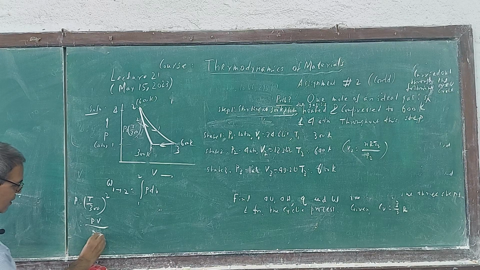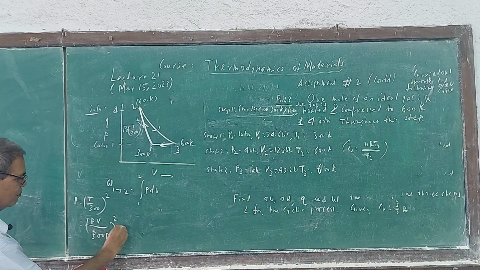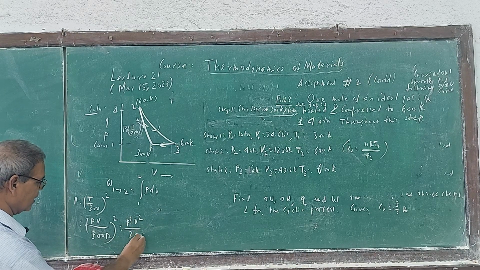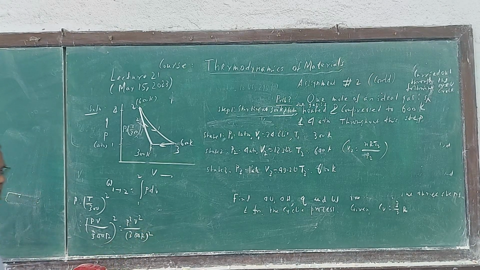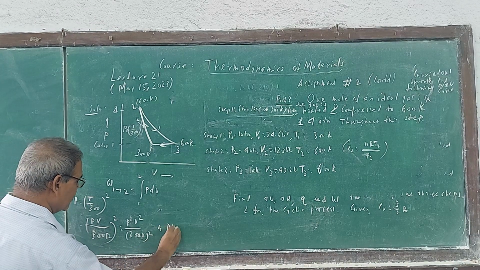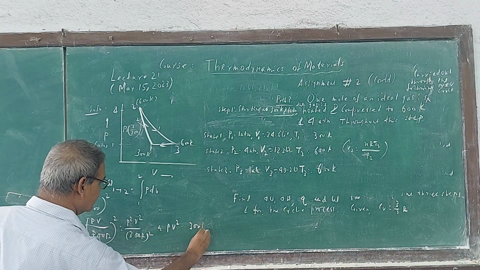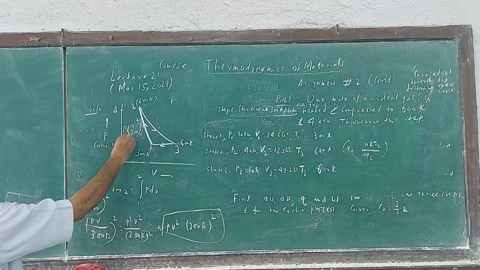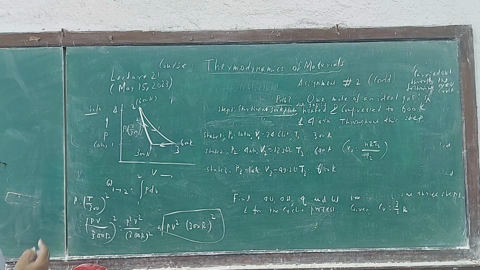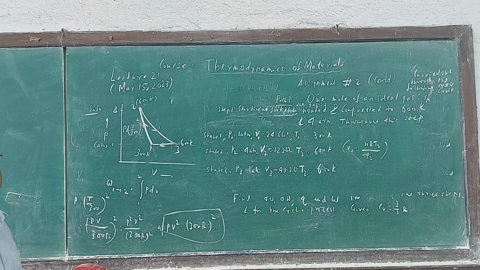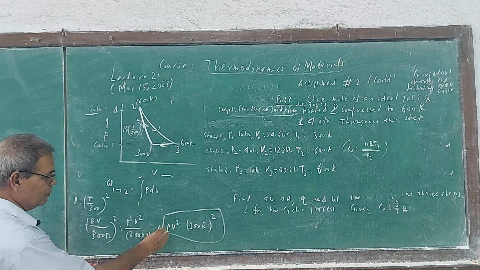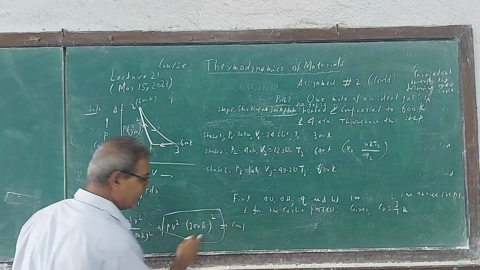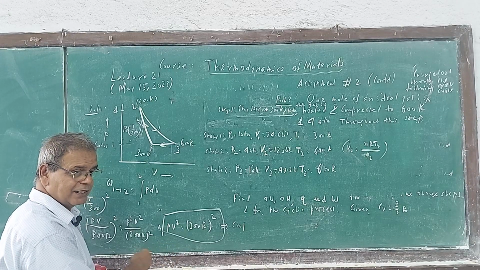So P square V by 300 R square. That means PV square is 300 R square. This is the equation of the path. Alternatively, this is the equation of the path. This will be useful because a PV relationship is required. So PV square, this looks like what? Compare. It's a strange, unusual path.